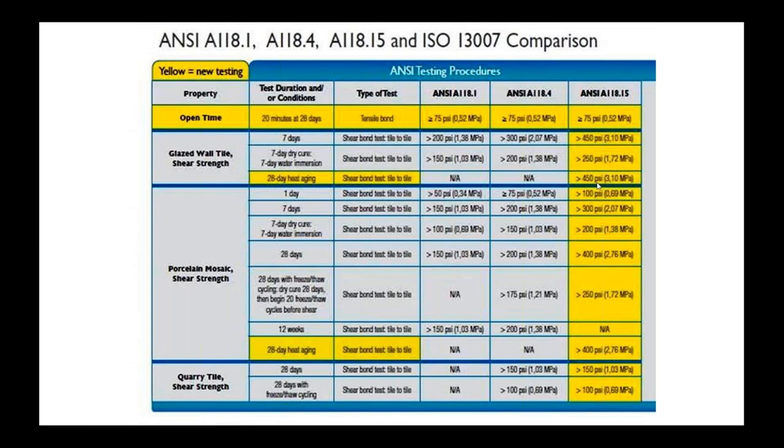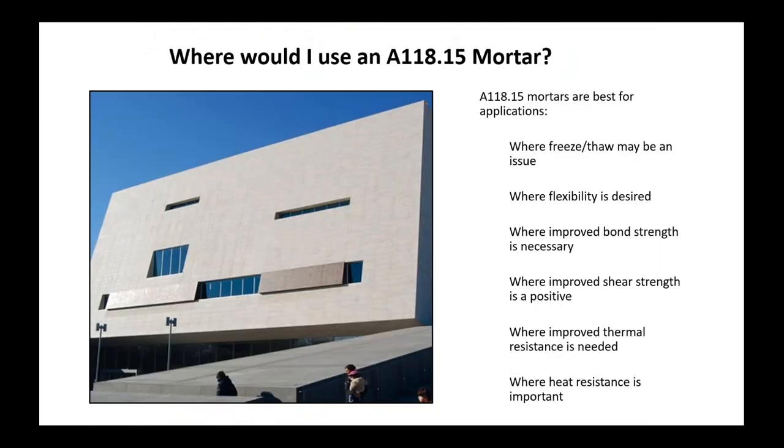But you can also see there's a lot of other strength differences. 118.1 for 7-day shear bond, tile to tile, 150 PSI. 118.4, 200 PSI. And 118.15, 50% higher, 300 PSI. The 28-day test is similar as well. 150 PSI for 118.1. 118.4 reaches 200 PSI. And 118.15, 400 PSI, twice as strong. So I think you really recognize some differences here and some of the benefits of the improved modified mortar. Again, some different places where you might use it.